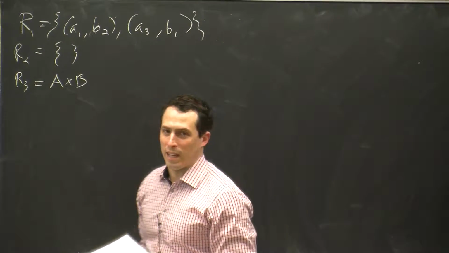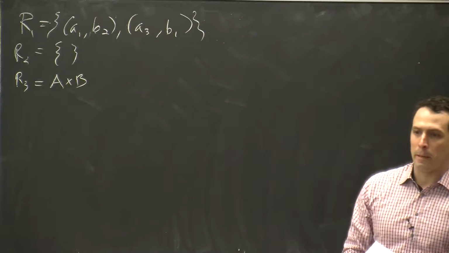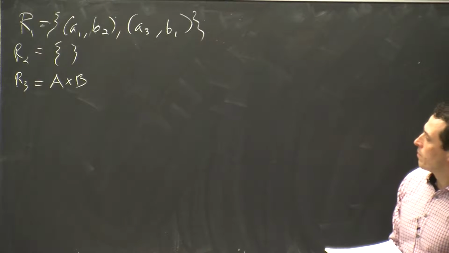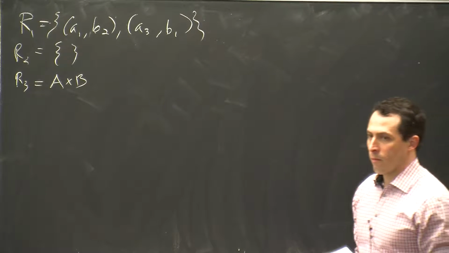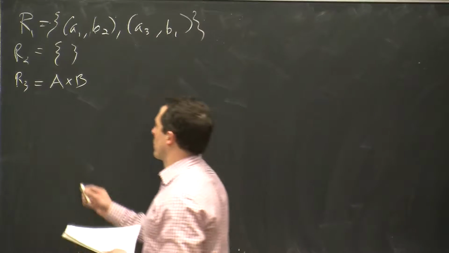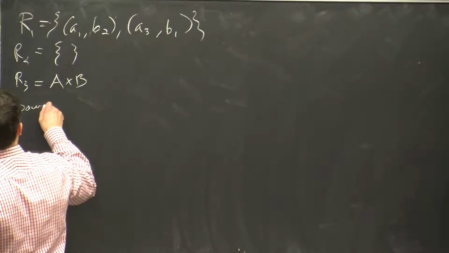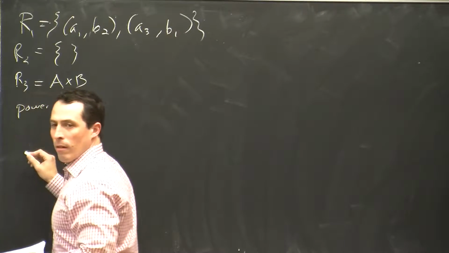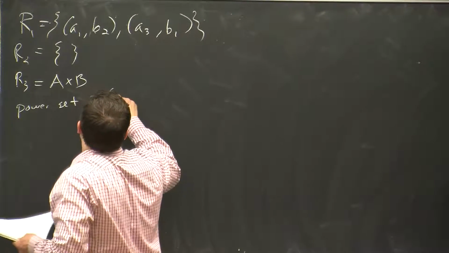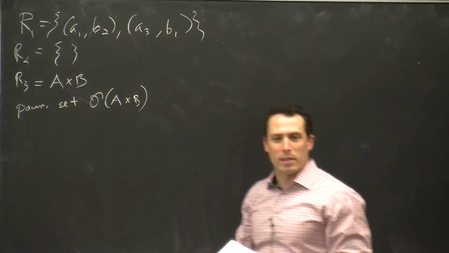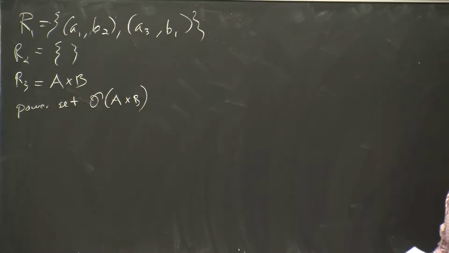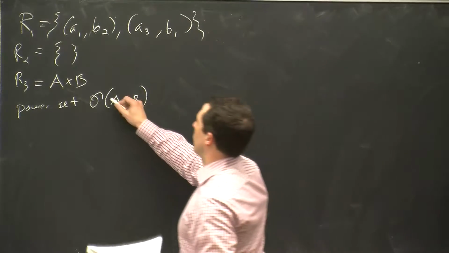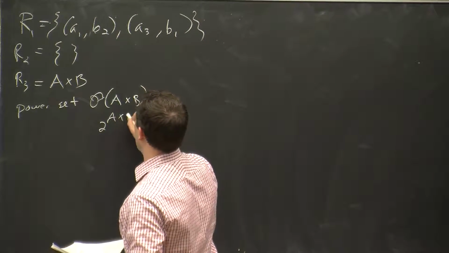How would you describe the set of all relations between A and B? Well, it's something sometimes called the power set, right? It's the set of all subsets. If a relation is the same as a subset, the set of all relations is a set, which is the set of all subsets of A cross B. So I've just written 2 to the A cross B.